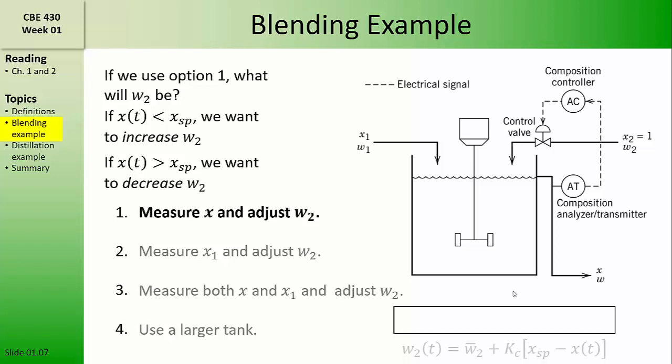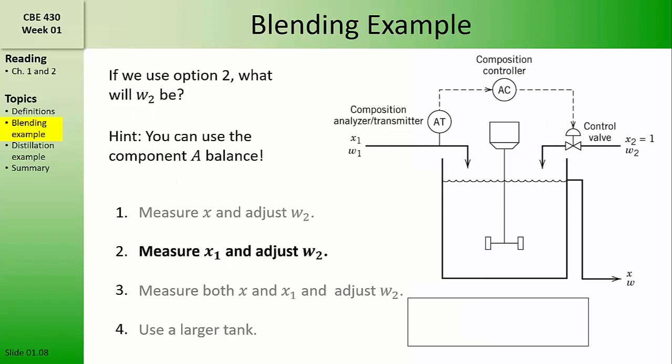We can write a control law that accomplishes this by setting W2 equal to its design condition plus some weighted difference between the set point and the measured value. That is, the deviation of W2 from its steady state design condition is proportional to the difference between the set point and the measured value. This is an example of what we call feedback control.